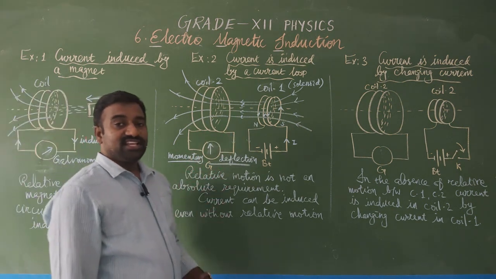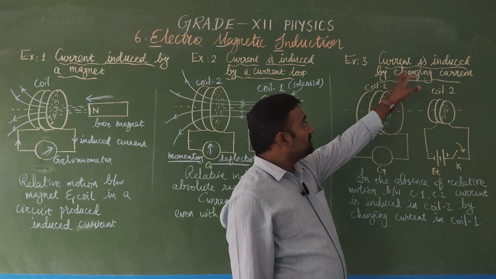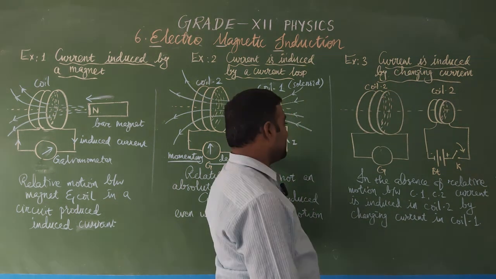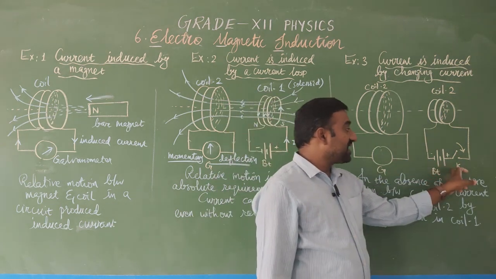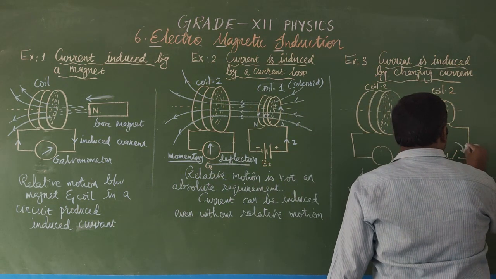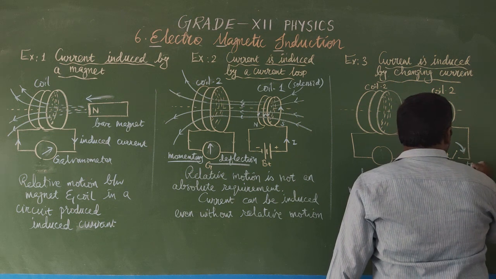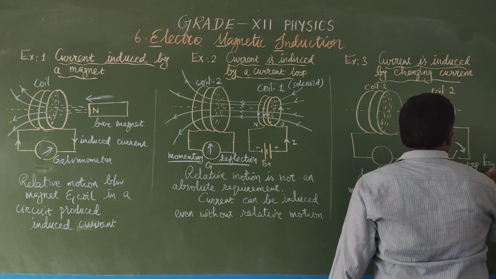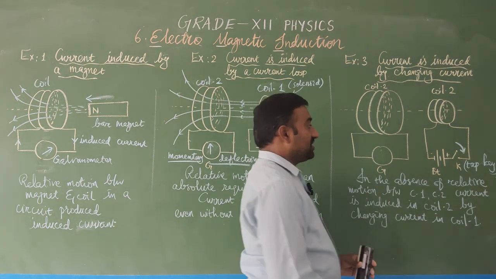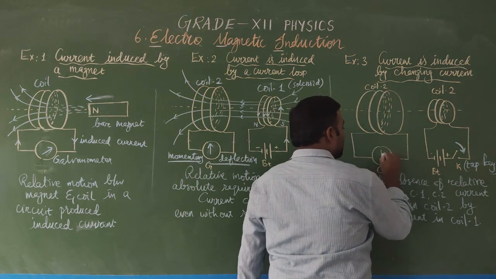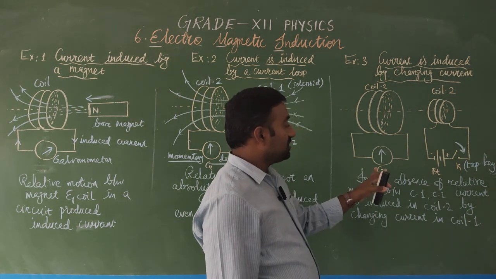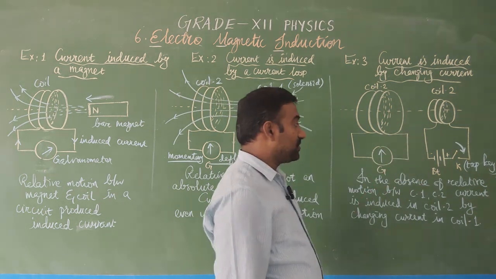Okay. Then the third experiment, the current is induced by changing the current. Look at it. It is the same as the previous experiment. Additionally, we have connected one key. This key is called a tapping key. That is the tap key. Okay. And this is the galvanometer. Initially, when the key is open, this is the galvanometer position.